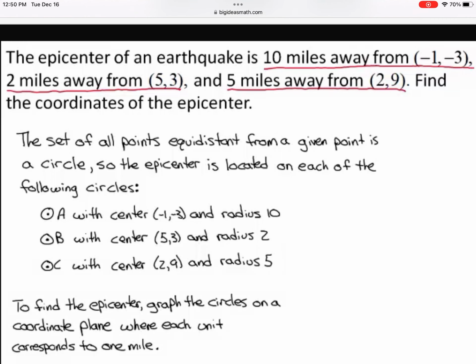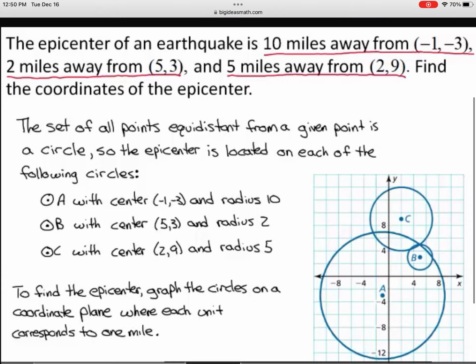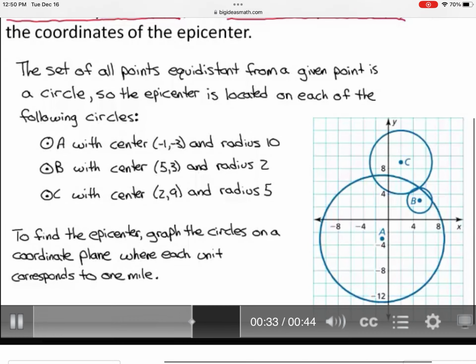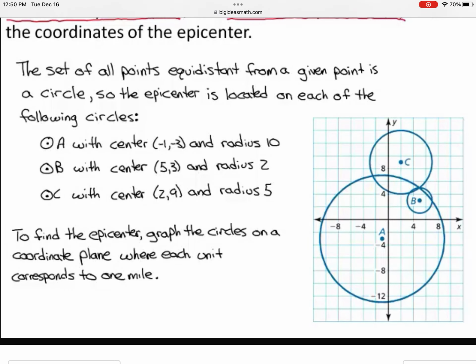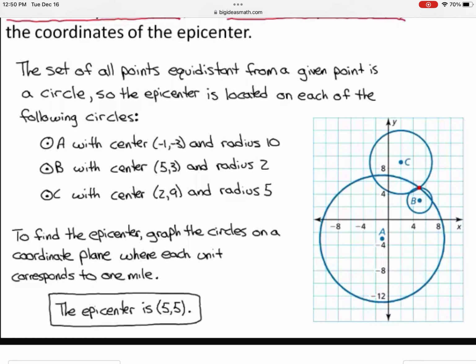To find the epicenter, graph the circles on a coordinate plane, where each unit corresponds to 1 mile. Then find the point of intersection of the three circles. The three circles intersect at 5, 5, so the epicenter is 5, 5.